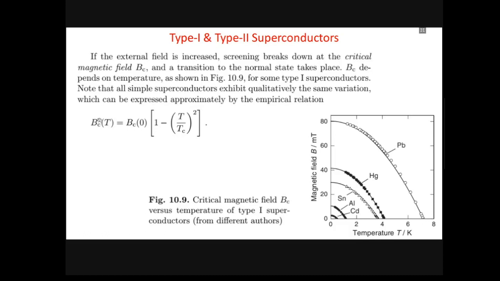The critical field is the field which breaks the superconducting state at a given temperature, transforming it from the superconducting state to the normal state. This is for zero temperature, and this is the temperature at which your superconductor is kept. So this is the critical temperature of the superconductor, magnetic field BC versus temperature. This is especially for the simple type of superconductors.